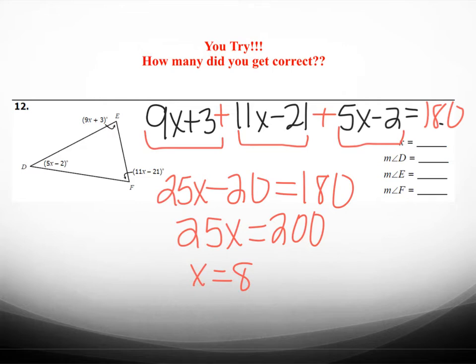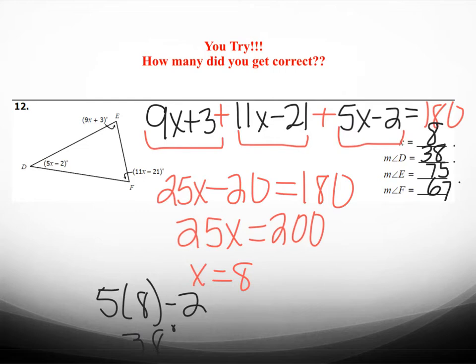And what I'm going to do is I'm going to go ahead and put 8 over here. I need to find out what the measure of angle D is. And so I'm going to plug it in. Here's angle D. 5x minus 2. So what we're going to do here is we're going to do 5 times 8 minus 2. And that's going to give us 38 degrees. So angle D is 38 degrees. So we're going to plug in x for the rest of them, and let's see what we get. There we have it.